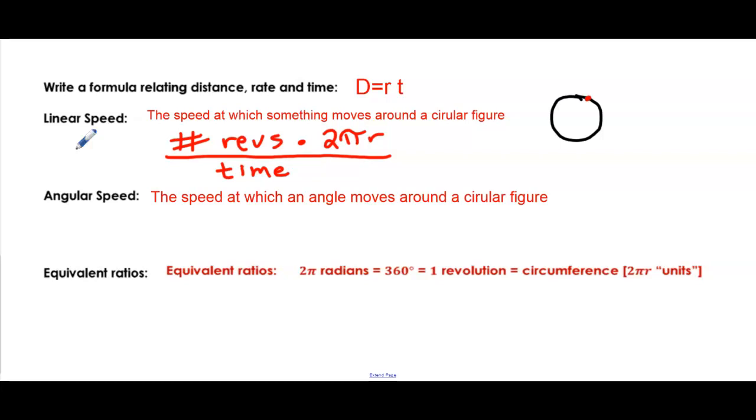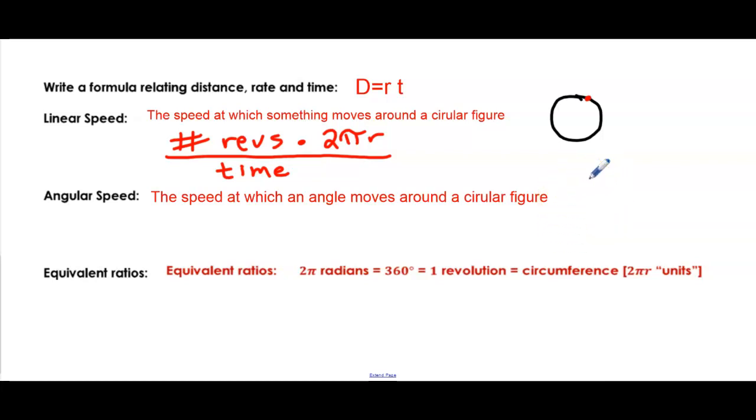Okay, your angular speed. Now your angular speed is the speed at which it moves through an angle over a certain period of time. So no matter how big or small your figure is, if you have a wheel or a tire and it rotates once in a minute, then the angle through which it moves in a minute would be either 2 pi radians or 360 degrees. So if it goes around once in a minute, then it's 360 degrees per minute.